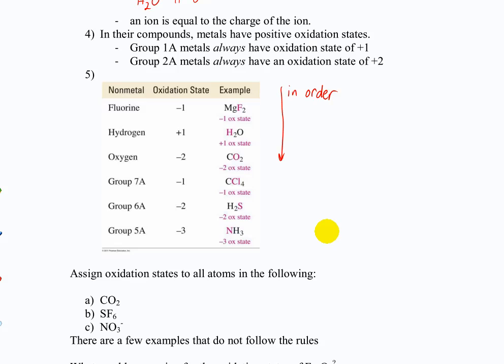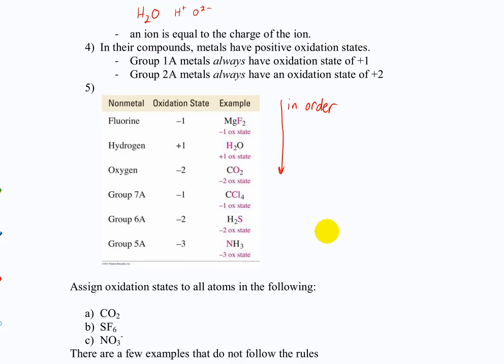So here, let's assign some oxidation states. Let's say we want to figure out the oxidation states in CO2. So you start with the list. First, is it only one type of element? No, so they're not 0. Okay. Does it have a group 1 or group 2 metal? No. So now we start going down the list. Does it have fluorine? Does it have hydrogen? Does it have oxygen? Yes. So that oxygen gets assigned as minus 2.